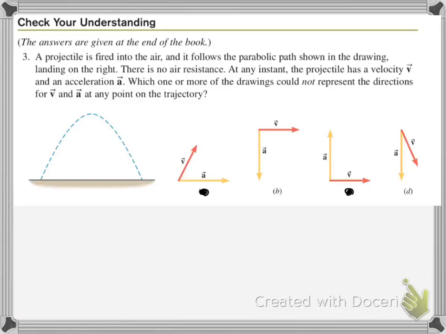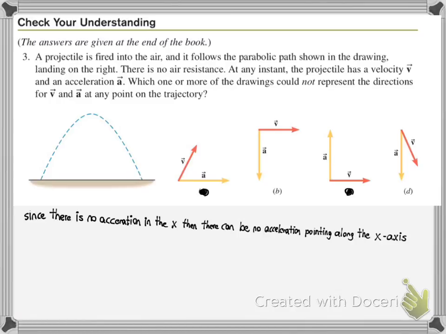This is because for a, it's showing that the acceleration is moving to the right, and since acceleration in the x is 0, there can be no acceleration pointing along the x-axis. And for c, it shows that our acceleration in the y is pointing upward. And since we know that in a projectile the acceleration in the y is always negative 9.81, an acceleration in the y must be pointing downward.